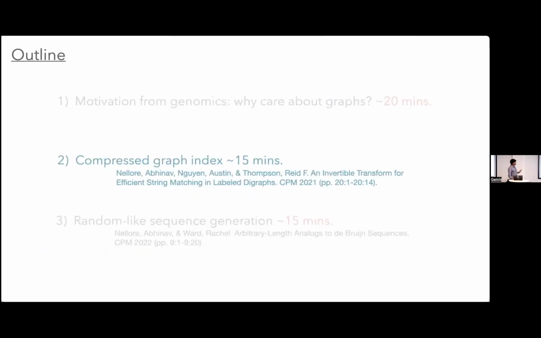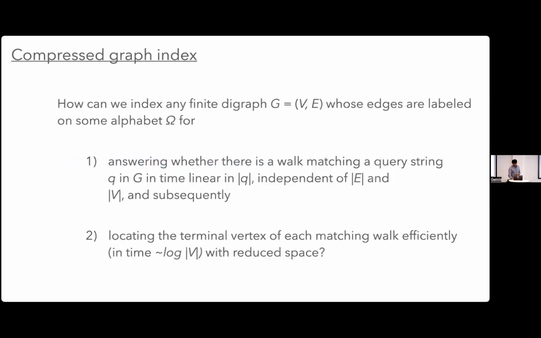So now you should have some insight into the utility of graphs for representing genome variation and potentially as a tool for protecting genomic data privacy. But how do you align reads to graphs? And that's the topic I'll discuss next. A problem of string matching in label directed graphs. And this is a very general problem. You can imagine such an index accompanying a graph database.